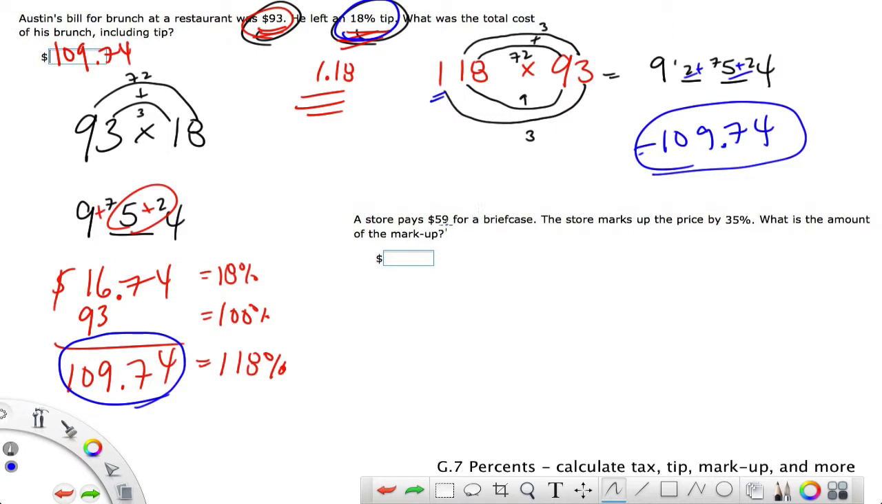So for this example, we have a $59 briefcase, and it marks up by 35%. In any case, they want to know the amount of the markup, not the total price, but the markup.